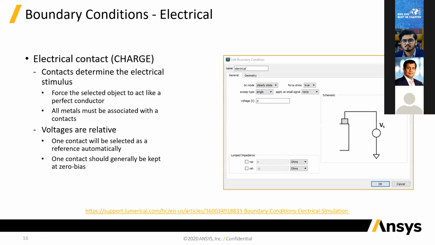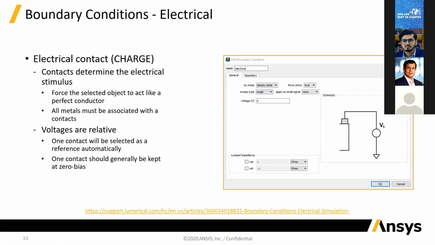In terms of boundary condition, as I mentioned, the most important one is the electrical contact boundary condition. This is the one that you use to apply a voltage to your design. When you apply this electrical contact boundary condition to a geometry, that geometry always behaves like a perfect conductor. Usually you would apply it to metal domains, which are defined as perfect conductors anyway. But just keep in mind, if you apply an electrical contact boundary condition to a semiconductor rectangle, for example, then that rectangle will start to behave like a perfect conductor as well.